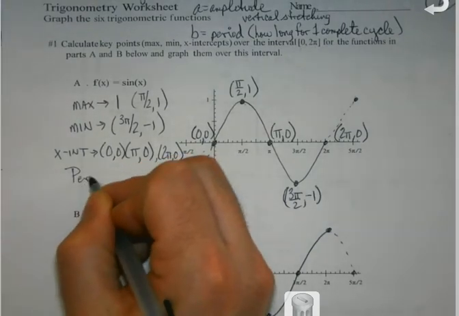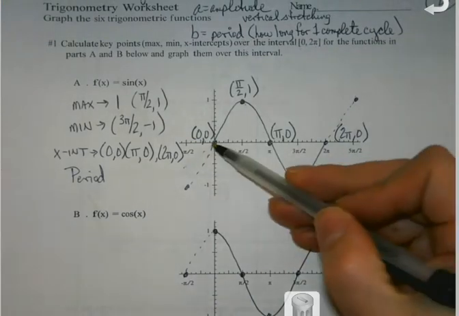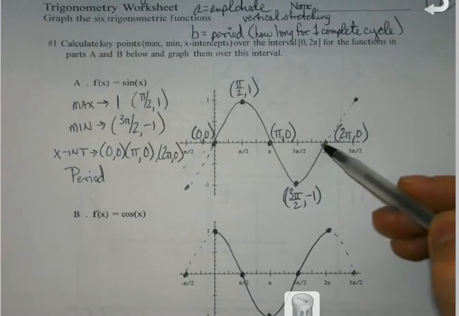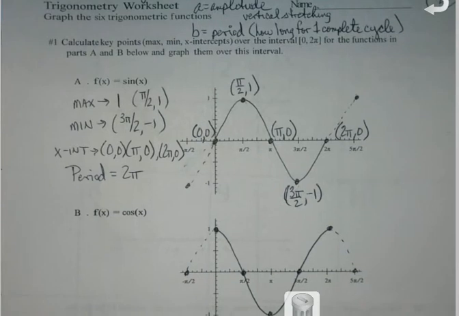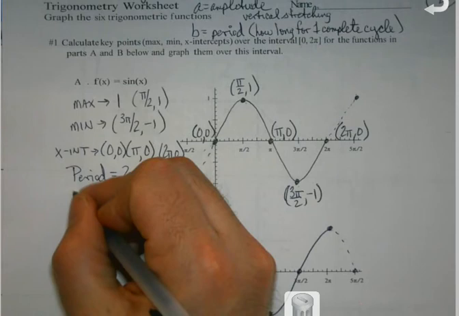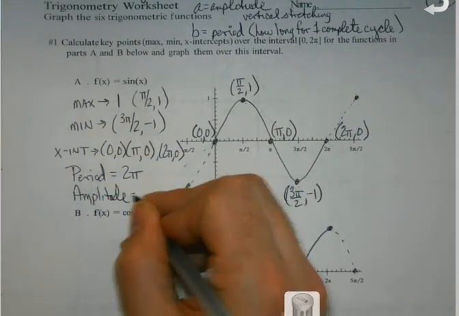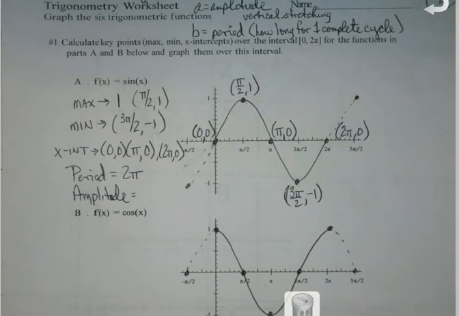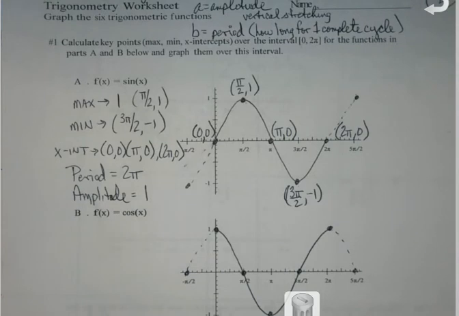We discussed a little bit how long it takes for my complete cycle to end. So when I got to here, it would start over again. Typically on a sine graph, my period is going to be 2 pi, which we're going to talk more about a little bit later. And the amplitude, in other words, the value that my graph stretches up or down, is going to be 1, because it goes up 1 and it goes down 1, but it doesn't go into other values besides that.